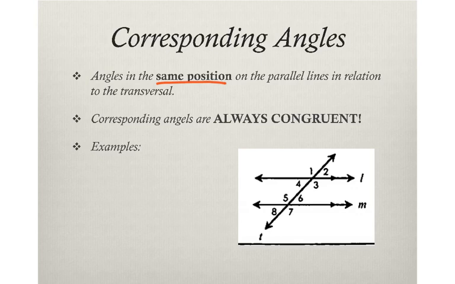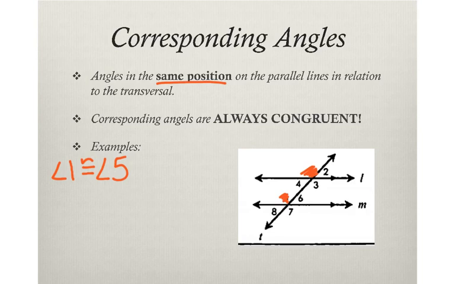So take one of your colors right now, and I'm just going to start with angle 1. And I'm just coloring in that angle. So now if I were to pick up angle 1 on line L and put it right on top of line M, I'm thinking in my head, picking this up and putting it right on top, angle 5 is right there with that. So writing it out, I would write angle 1 is congruent to angle 5. All right, so they're in the same position, just on different lines.